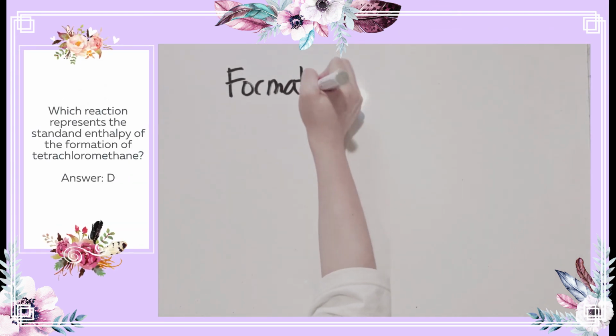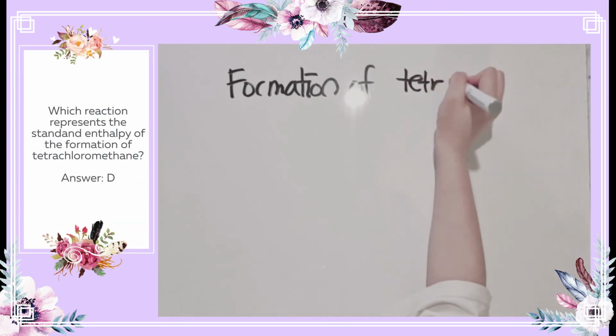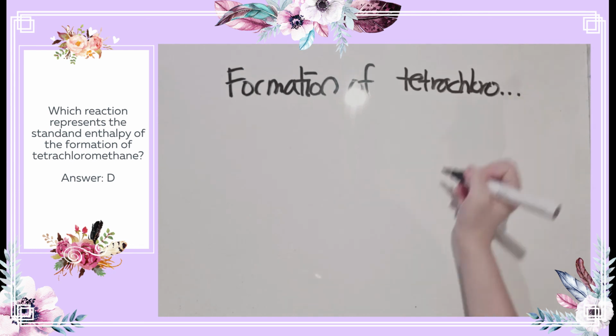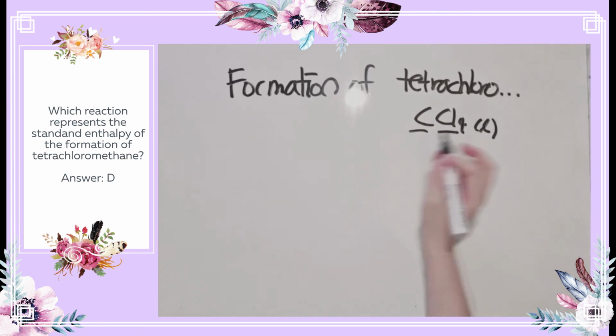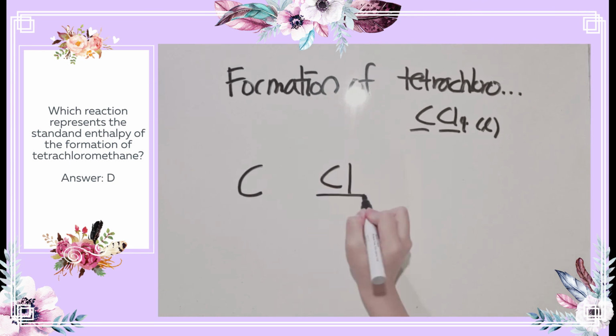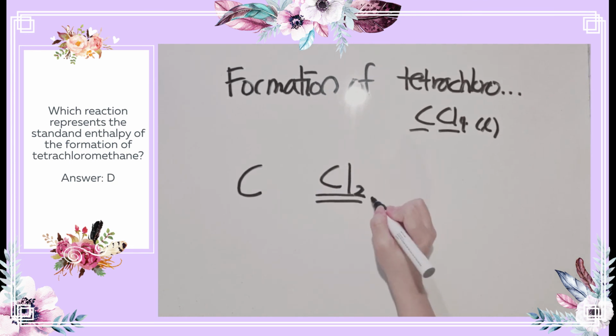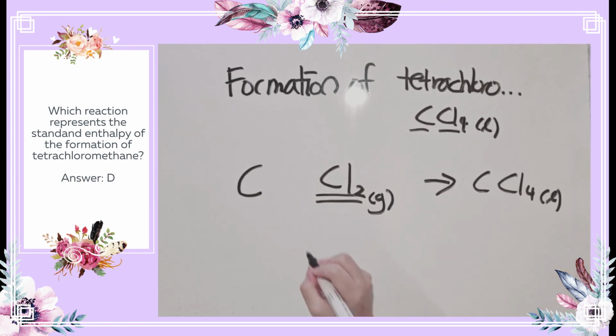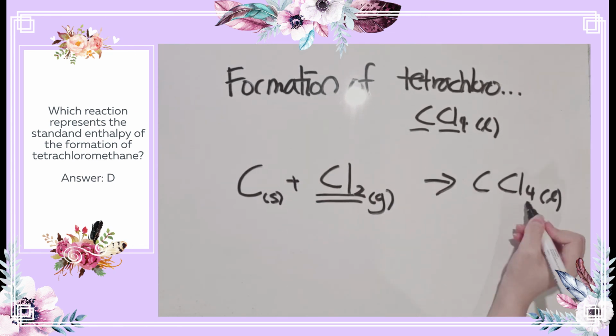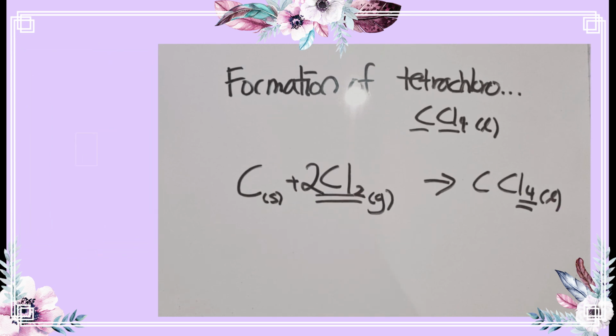Which equation represents the standard enthalpy of formation of tetrachloromethane? So tetrachloromethane is CCl4. So we need carbon and chlorine on the reactant side. Chlorine is diatomic, meaning it exists as a pair, and we just write its normal state and balance it out.